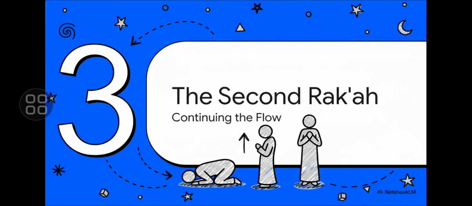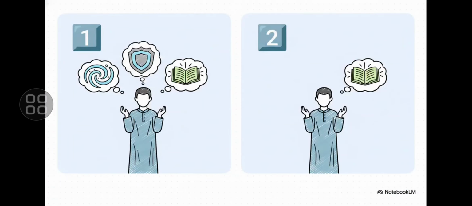Section 3. The second Rak'ah. As the worshipper rises back up, the second Rak'ah builds immediately on the first and structurally mirrors it. You've got the standing recitation, the bowing, the 2 prostrations, but you'll notice a key difference at the very start. The second Rak'ah entirely omits the opening supplication and seeking refuge. Instead, the worshipper proceeds directly into the Basmalah and the Quranic recitation.